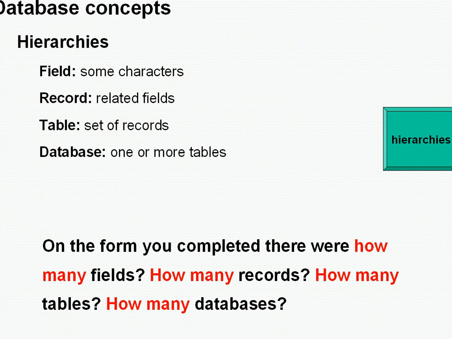Database concept, you could see a hierarchy. A field, made up of characters. Record, related to fields. Table, a set of records. And a database, perhaps one or more tables. On the form you completed in the lecture room, there were how many fields? How many records? How many tables? How many databases?